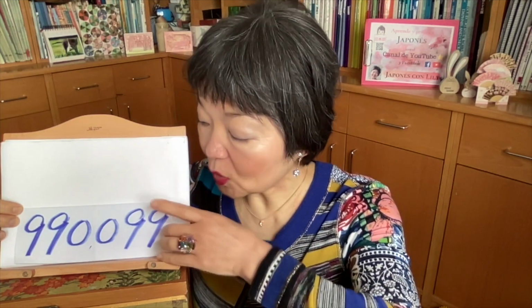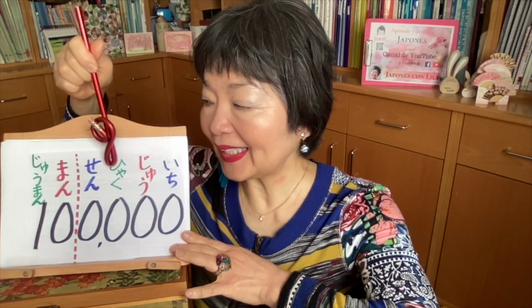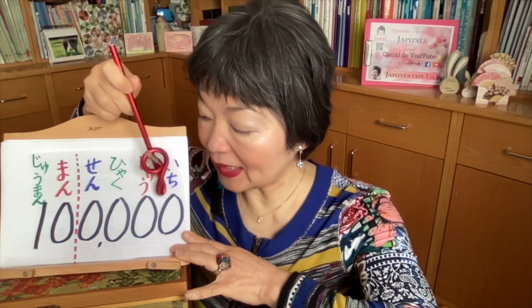990,099. Because 1, 2, 3, 4, till 4, we only see 99. Then we add man. 99万。Then 99. 99万99. So this is 1, 10, 100, 1000, 万, 10万. So 1, 2, 3, 4. Each 4.